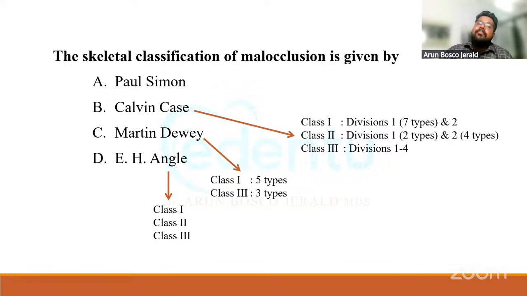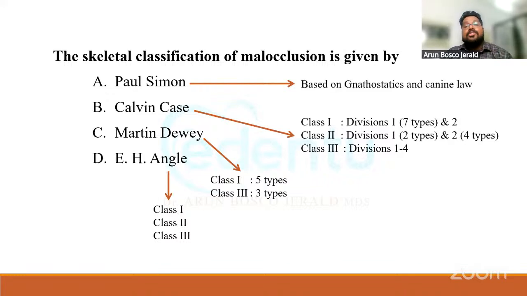Now, when we are talking about Paul Simon, he is the one who gave the Simon's classification, which is actually based on gnathostatics and canine law. So he has taken 3 planes, and based on those gnathostatic planes, he has classified the malocclusion. So among these 4 individuals, Paul Simon is the one who classified the malocclusion based on the skeletal base or on the basis of skeletal relationship. That is why option A is the correct answer.